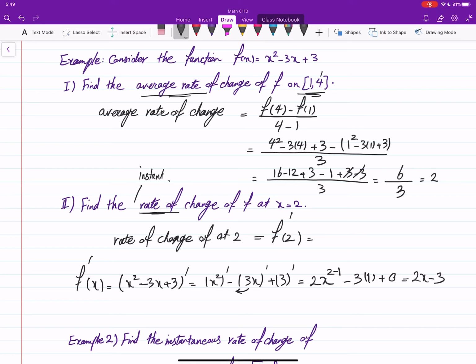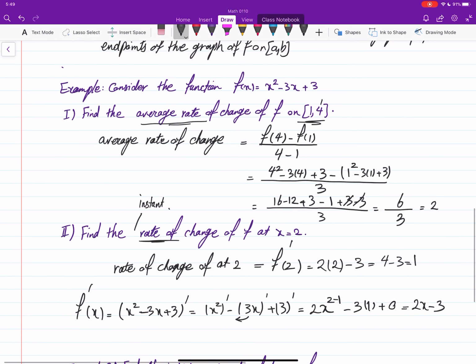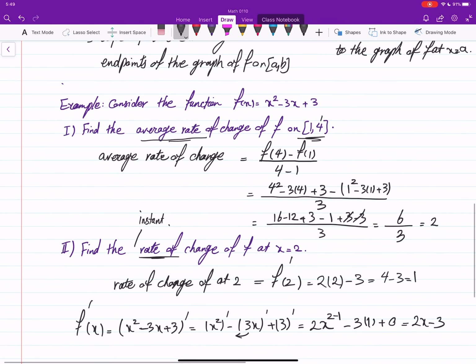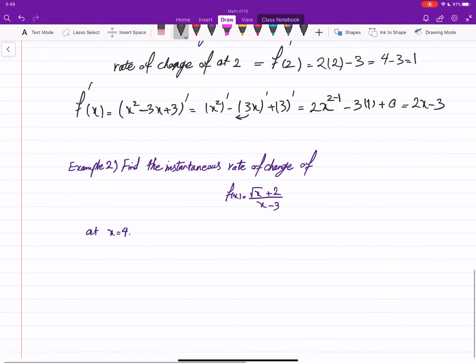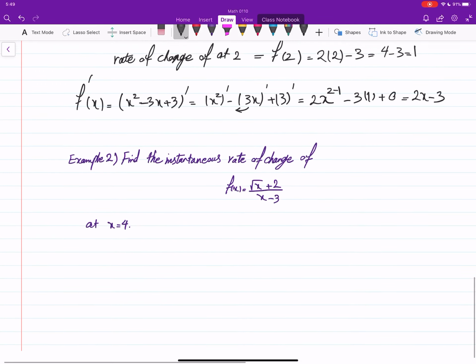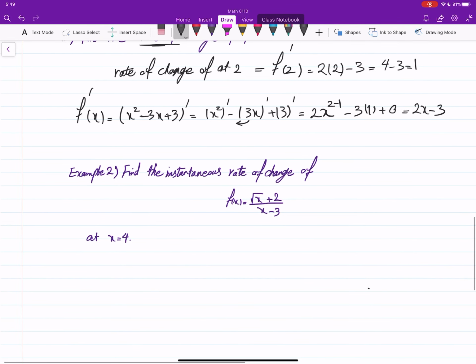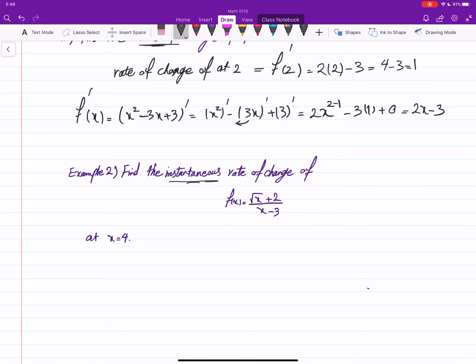And we plug in 2, so it will be 2 times 2 minus 3, and that gives us 4 minus 3, which is 1. The instantaneous rate of change at 2 is 1, but the average rate of change of the function on the interval 1, 4 is 2. Okay, nice. That was one example. From this point on, whenever you see rate of change or instantaneous rate of change, it's another word for find the derivative of the function.